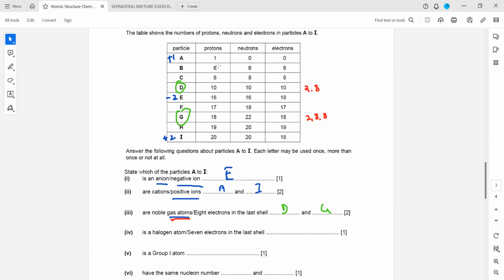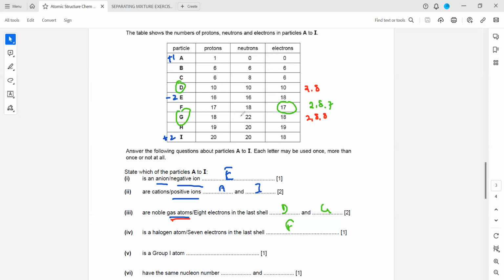A halogen has 7 electrons in the last shell. So which is having 7 electrons in the last shell? When we write the electronic configuration for 17, we'll write 2, 8, and 7. So F is having 7 electrons in the last shell.